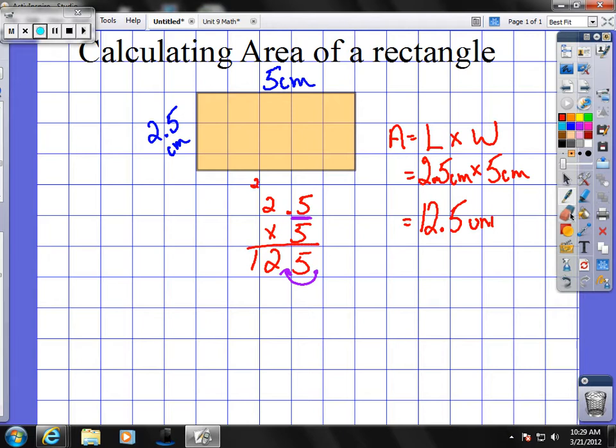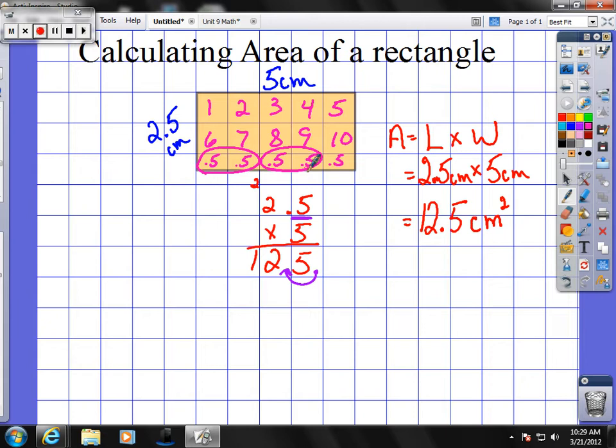So that's going to actually be this. There's my 5 centimeters squared. And we can prove that by counting our spaces in our problem. So I have 1, 2, 3, 4, 5, 6, 7, 8, 9, 10. That's a half. That's a half. That's a half. That's a half. And that's a half. And I know that a half plus a half is a whole, and another half plus another half is a whole.